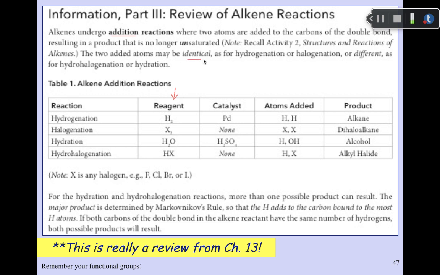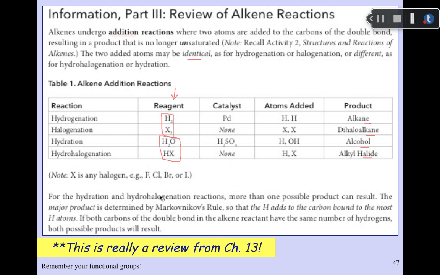They may be identical as they are, where they're either hydrogenation or halogenation, or they may be two different entities, like when you add water or hydrogen halides. So if you have those things added to alkenes, this is completely review from the previous chapter, by the way, you get products that are all some kind of saturated compound.